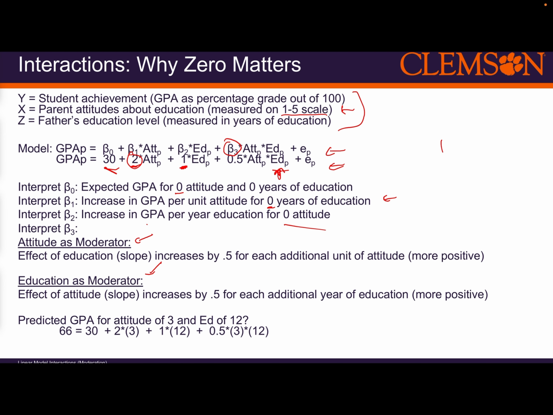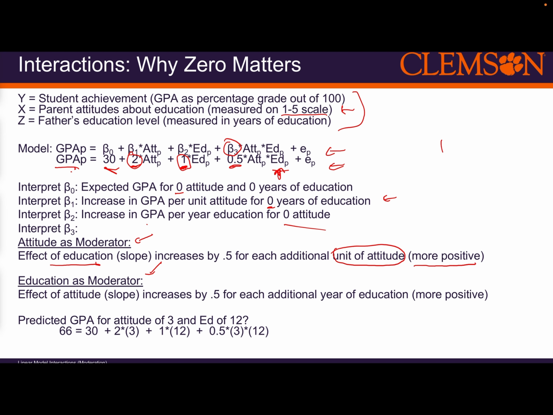The effect of education, this slope right here, increases by 0.05 for each additional unit of attitude. So the slope gets bigger and bigger. The effect gets stronger as a parent's attitude about education goes up. Now, note what I'm saying here. I'm not talking about GPA itself. I'm talking about the impact of a father's level of education on GPA. The change in the effect itself is what I'm talking about here.